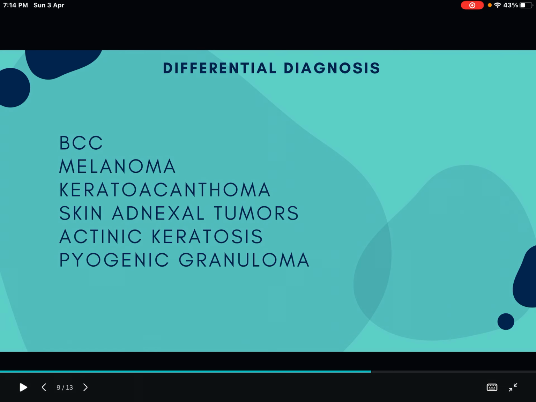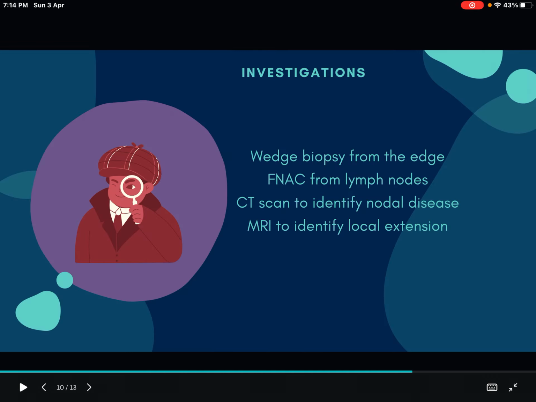Very important. Coming to differential diagnosis, you can write basal cell carcinoma, melanoma, keratoacanthoma, skin adnexal tumors, actinic keratosis, pyogenic granuloma. This you can just keep in mind, some 1 or 2 names, that's it.